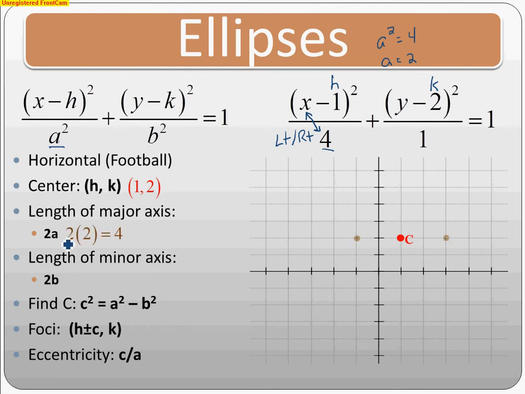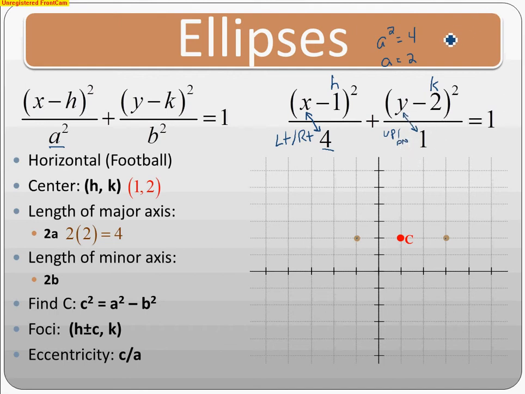So that tells us the length of the major axis is 2 times a. We just figured out a was 2. So the length of the major axis here is 4. Now you can either just do 2 times 2, or you can count from this point to this point, and you'll see that we have 4. The number that's underneath the y will tell us how far to go up and down.